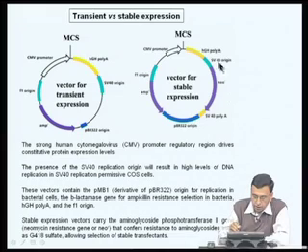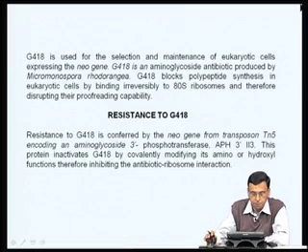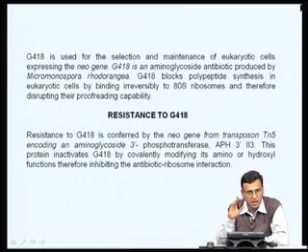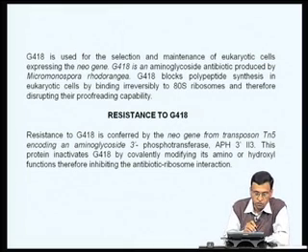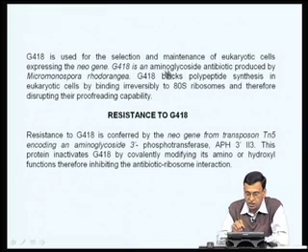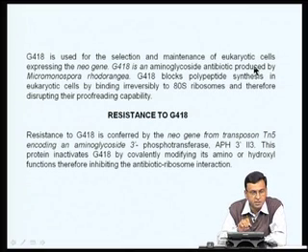Now let us spend some time to understand how you actually select the eukaryotic mammalian cells which have taken up the plasmid DNA or the vector DNA. The very commonly used selection marker for making stable cell lines expressing your gene of interest is the neomycin resistance gene, and you select the cells by adding a compound called G418. G418 is used for the selection and maintenance of eukaryotic cells which express the neomycin resistance gene.